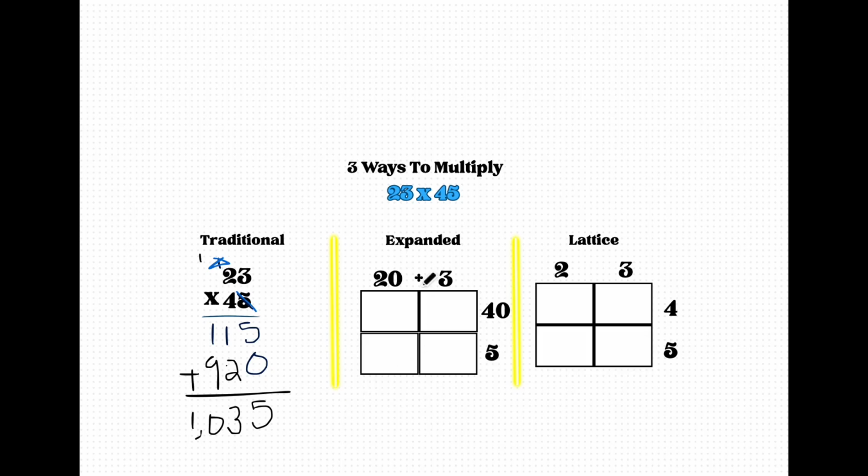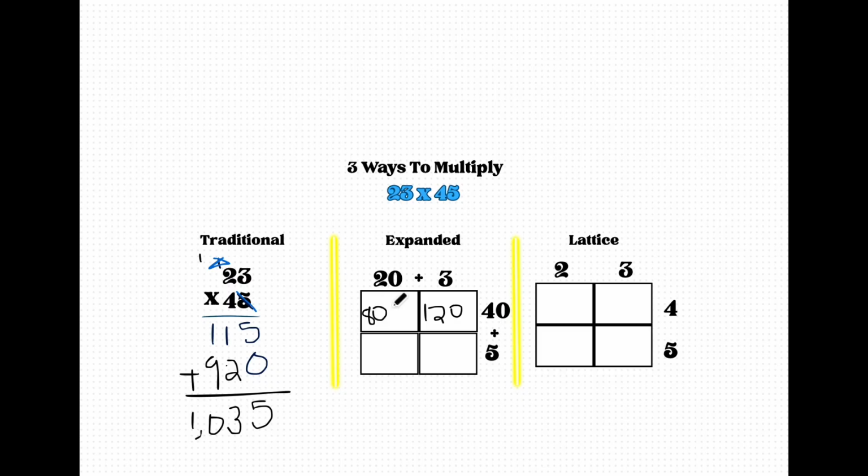Next, for my expanded form, we're going to do 23, which is 20 plus 3, times 45, which is 40 plus 5. And we'll start with the 40 and the 3. 4 times 3 is 12. And we're going to add that 0 from the 40. And then we're going to do 40 times 20. So 4 times 2 is 8. And I have 2 zeros. I have a 0 in 20, and I have a 0 in 40. So I'm going to put 2 zeros behind the 8, which gives me 800.